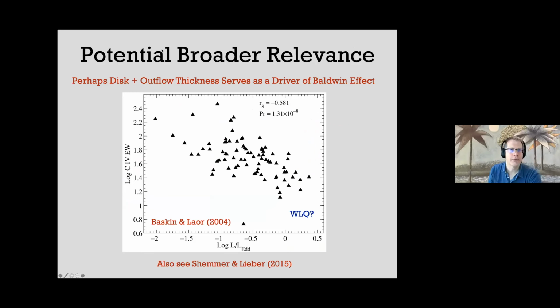I will also mention that this model, and these sources, may have broader relevance in illuminating other more general processes relevant to understanding quasars. For example, we have suggested that perhaps the disk and outflow thickness plays a significant role as a driver of, for example, the Baldwin effect, which of course has now been shown largely to be probably an Eddington ratio driven effect. And the idea here would be that accretion disks progressively thicken as you move along here, and ionizing radiation is progressively prevented from reaching the broad-line region as this thickens, and that might be able to explain this correlation.